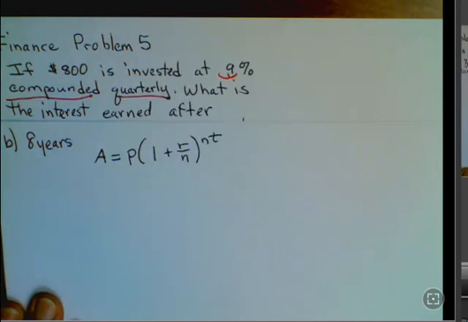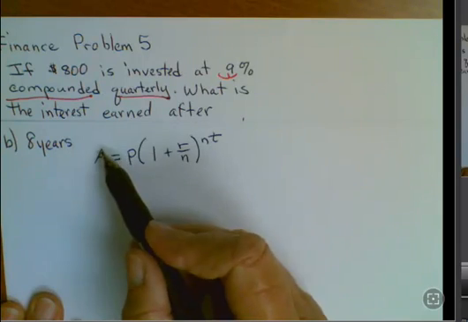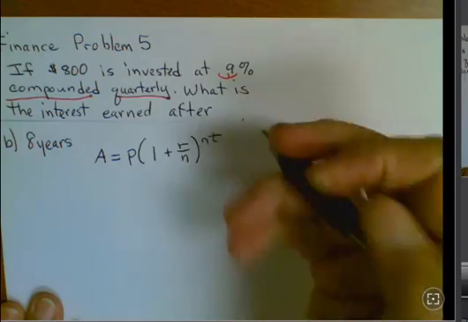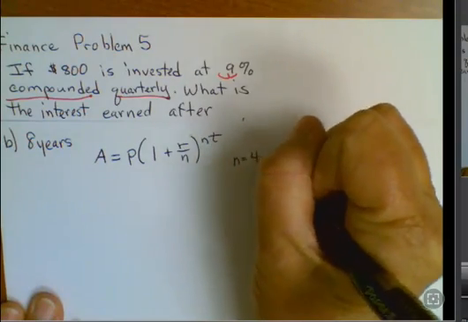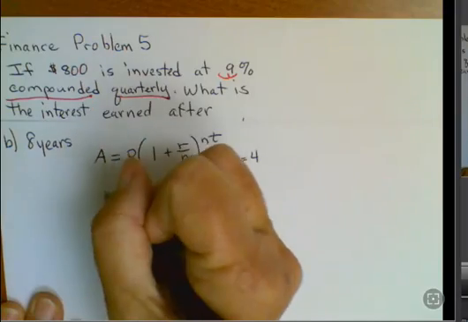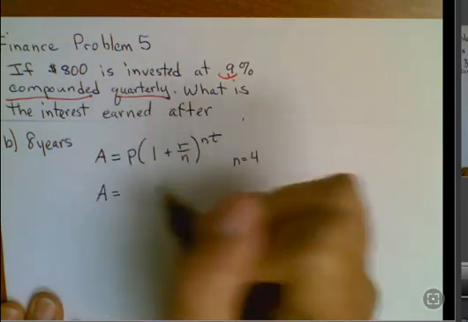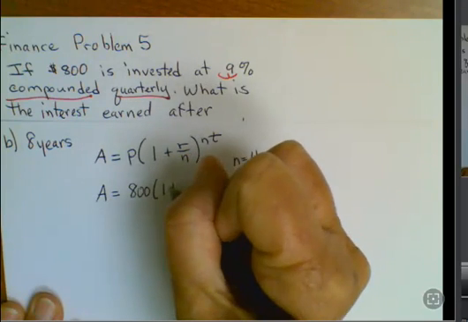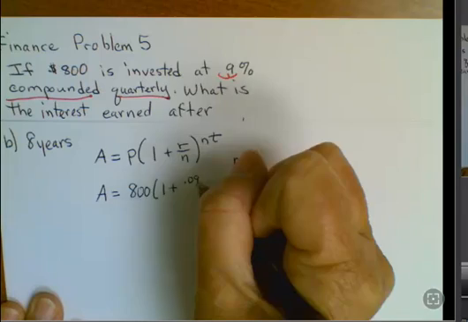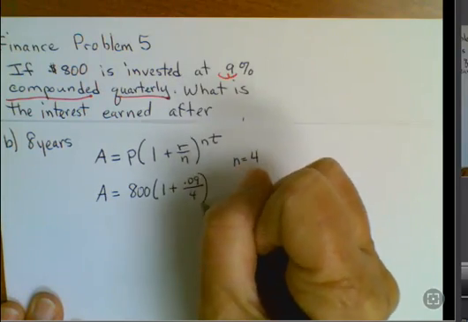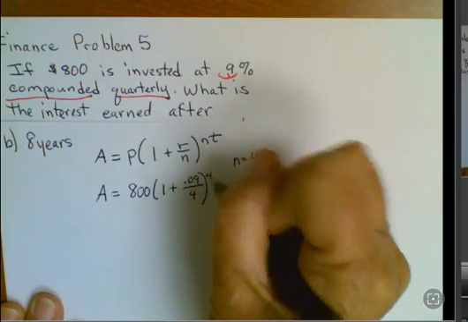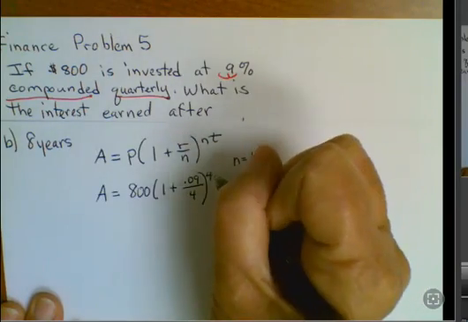We're going to redo the same problem except do it for 8 years. So we'll use the same formula. We're going to plug in our compounding intervals, which is going to be 4, so N equals 4, and our rate will be 0.09. So our A is our principal that we put in, 800 times 1 plus our rate, 0.09, divided by 4. And we're going to raise this to the N, which is 4, times our new T, which is 8.